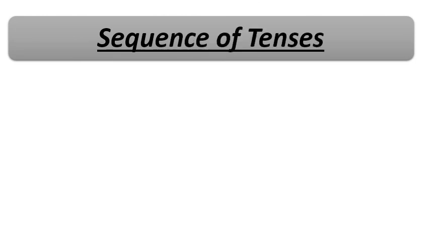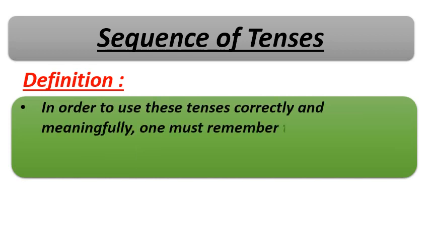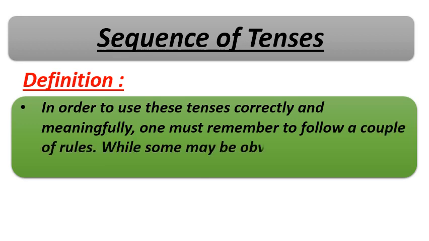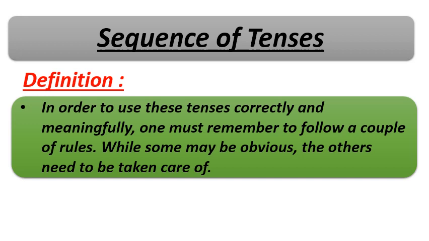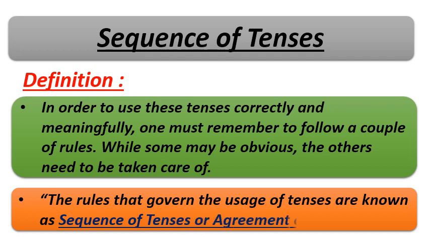Let's see what is the meaning of sequence of tenses. In order to use these tenses correctly and meaningfully, one must remember to follow a couple of rules. While some may be obvious, the others need to be taken care of. The rules that govern the usage of tenses are known as sequence of tenses or agreement of tenses.